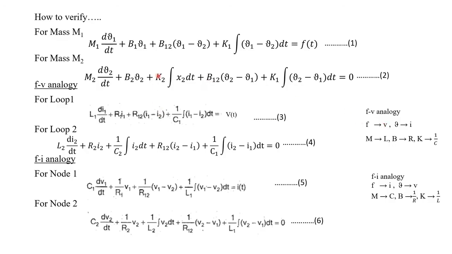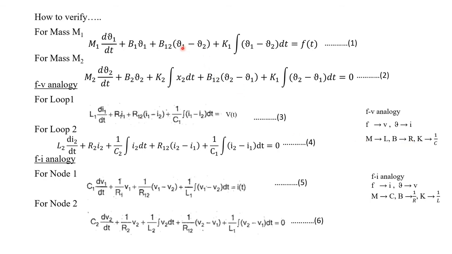So now equation 1 is equivalent to equation 3. Listen here, instead of M1, here we are having L1. This is the formula for force to current analogy: M is equated to L. That's why for M1, here we have L1. Then d by dt, d by dt. For V1, here we have I1 because V is equated to I. Then B1, here we are having R1 because B is equated to R. Then for V1, here we have I1. Then plus B12, correspondingly here we have R12, because B is equated to R.